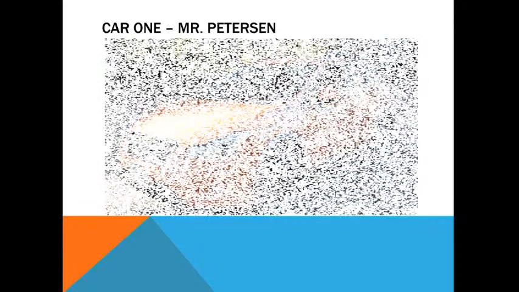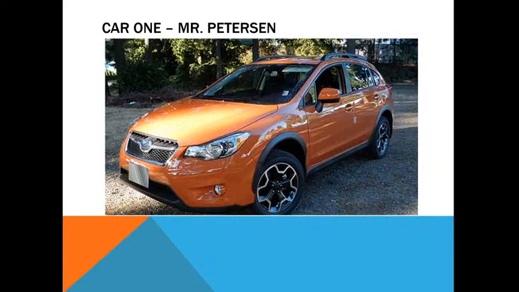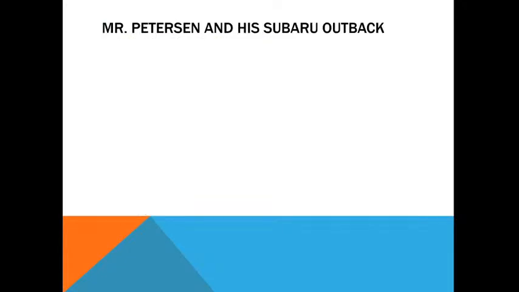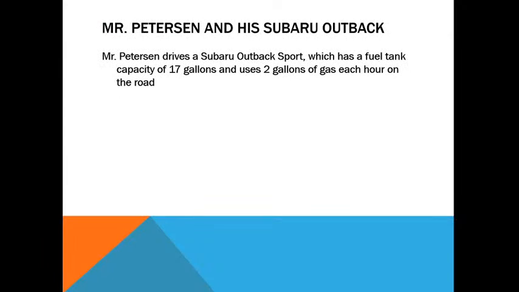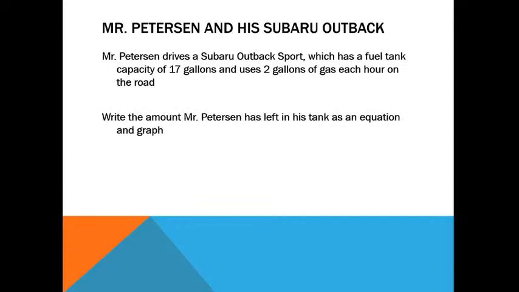Car one, Mr. Peterson. Which of those three cars do you think was mine? Well, that was a Subaru Outback. Mr. Peterson and his Subaru Outback Sport. Mr. Peterson drives a Subaru Outback Sport, which has a fuel tank capacity of 17 gallons and uses 2 gallons of gas each hour on the road.